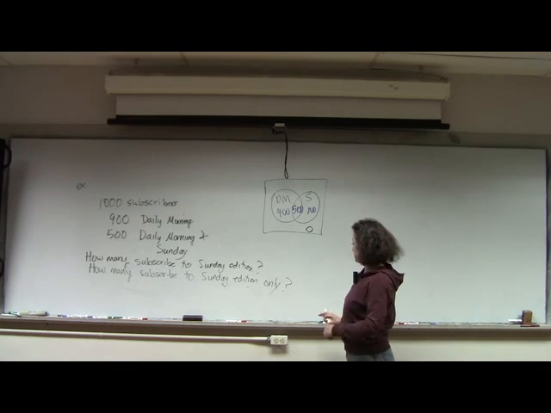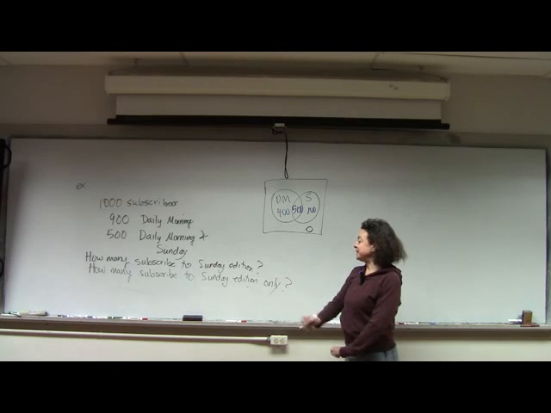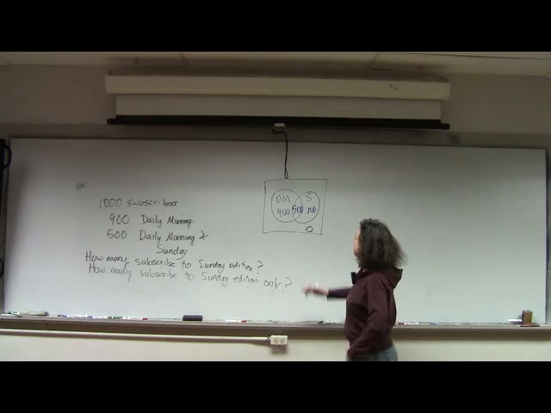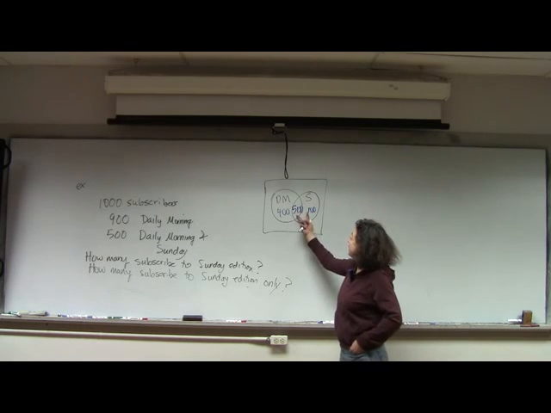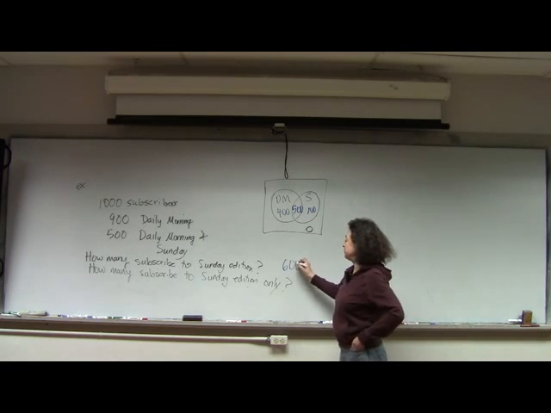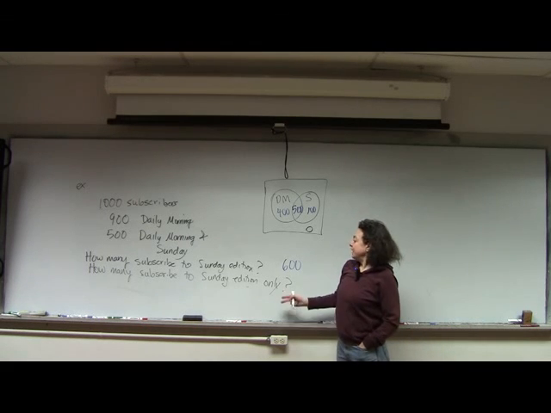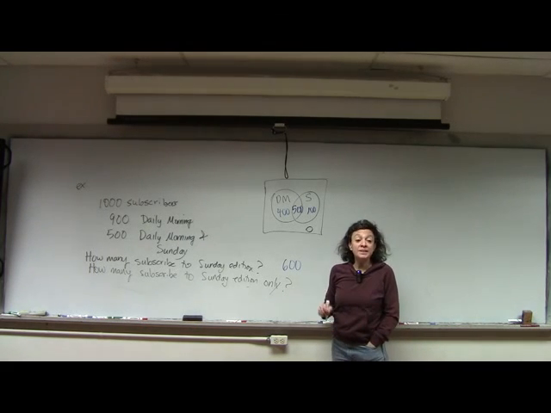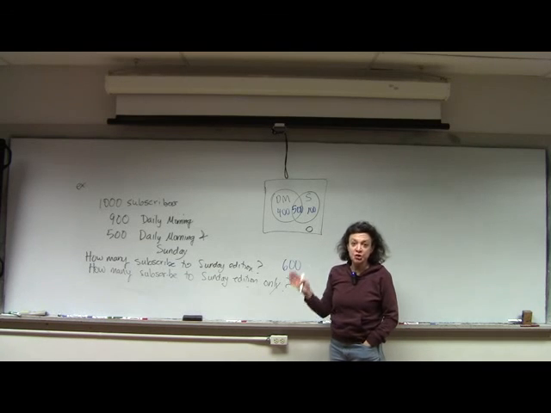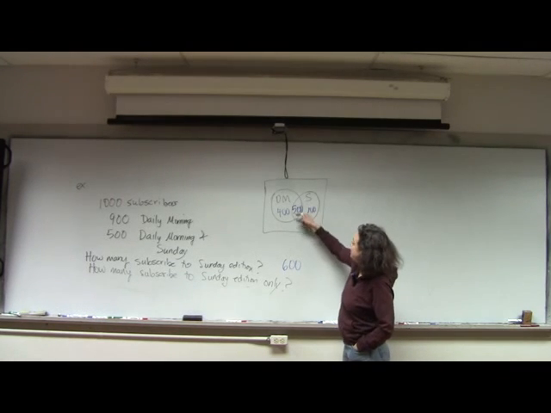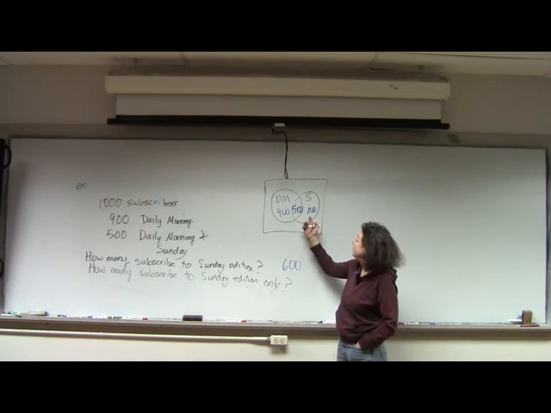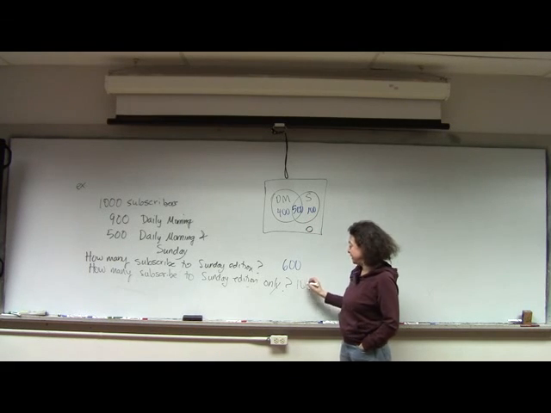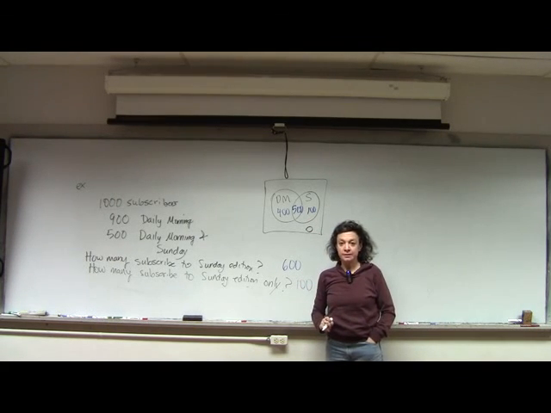So now let's answer those two questions. How many subscribe to the Sunday edition? Well, the Sunday edition is this entire circle right here. So we get 600 people. Now the next question is, how many subscribe only to the Sunday edition? This whole circle is Sunday, but now we're not interested in the people who also subscribe to the daily morning. Therefore, our answer here is simply 100.